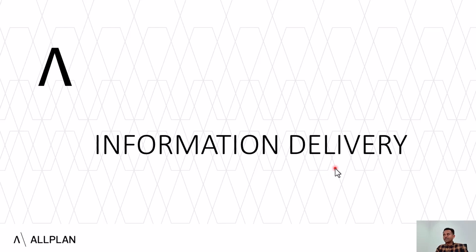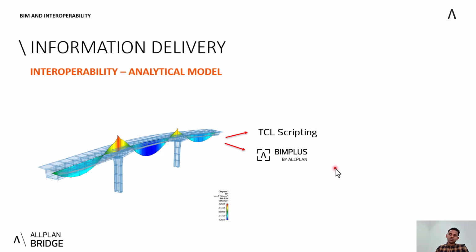So let's come back to the information delivery. How do we deliver the information, which we already modeled or designed, when, for example, the requirement is an IFC or different file formats? How can you do that? Let me start here with the analytical model. How can we share the analytical model?